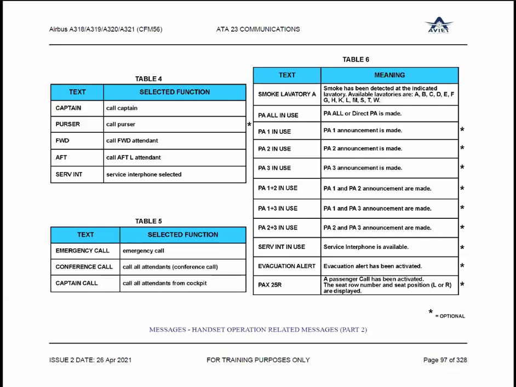Right, sir. So evacuation, lavatory smoke, service interphone. Accordingly, the red light and green light will come, and it draws the cabin crew's attention to whether it is a normal call or an emergency call. Any questions on AIP? These are simple indications for the cabin crew. Nothing special. Nothing great.